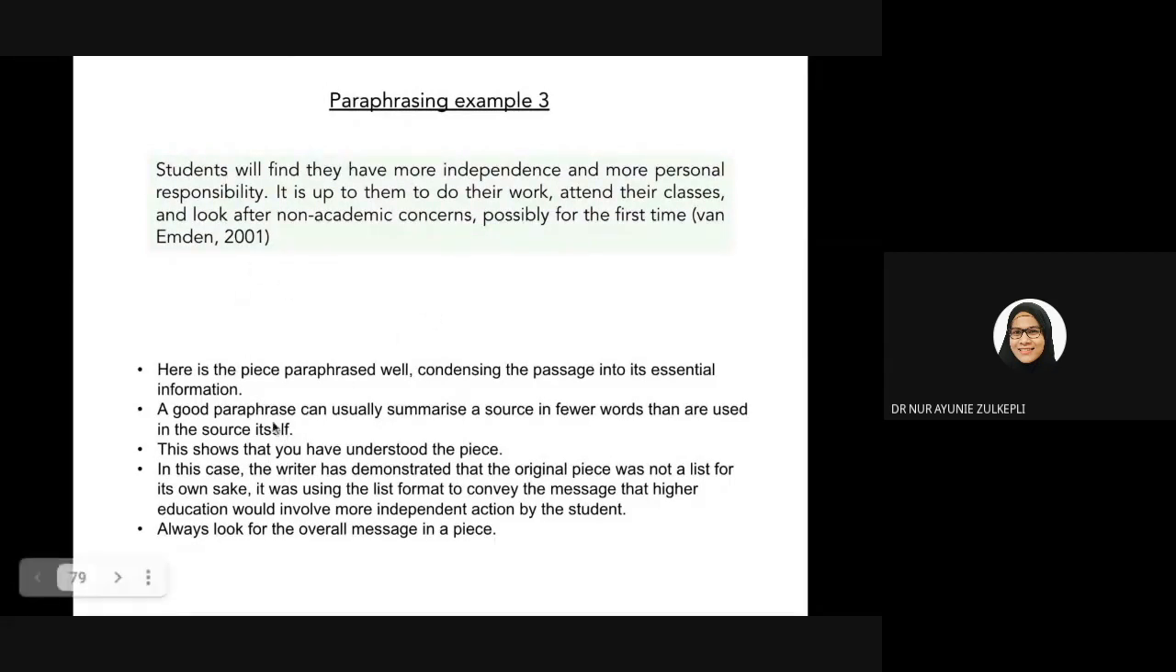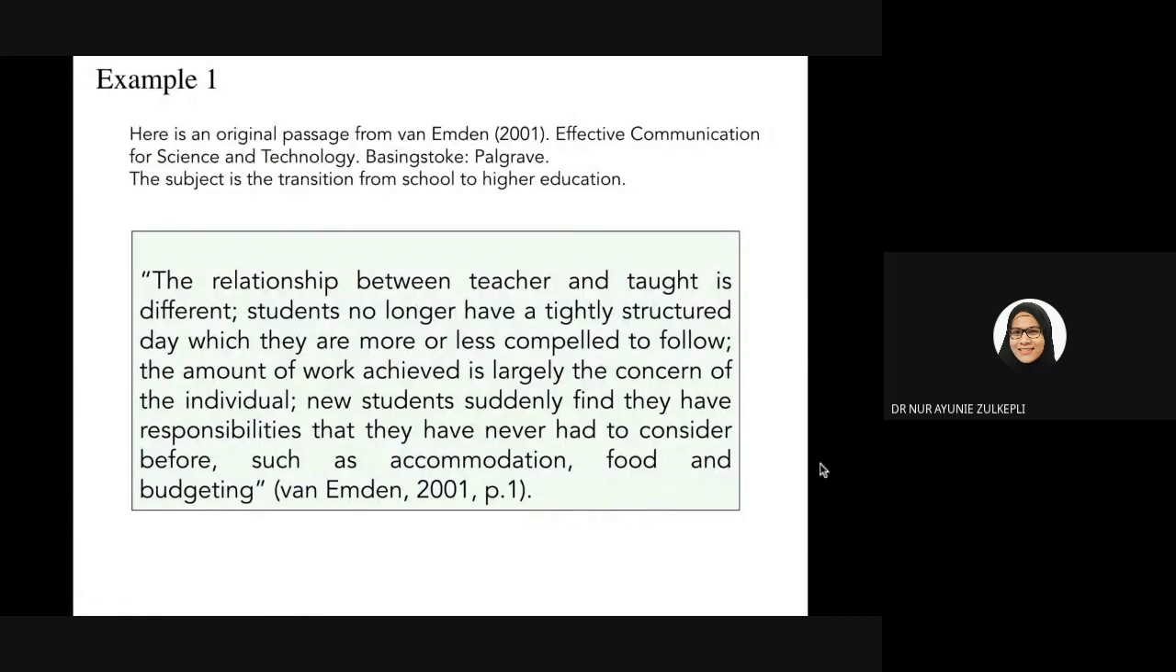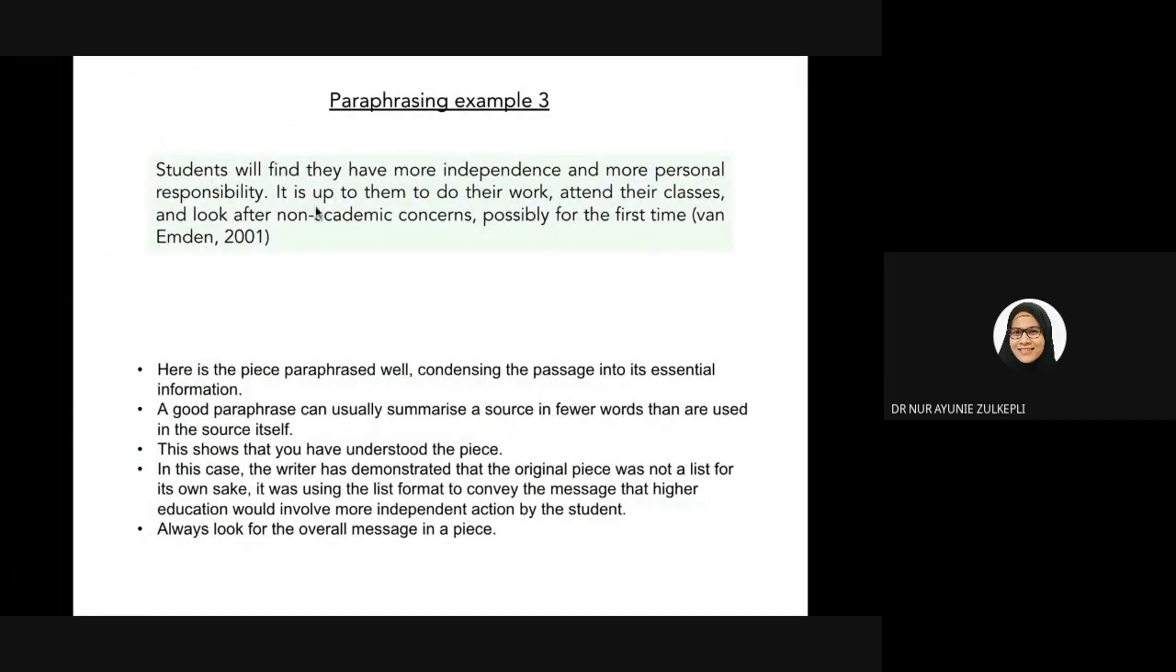So if you look at this case, the writer has demonstrated that the original piece was not a list for its own sake. It was using the list format to convey the message that higher education would involve more independent action by the students. So always look for the overall message in a piece. Sometimes the main point he wants to tell is actually the last part, right? And then he well paraphrased it in a full sentence with a correct reference here. So the most important thing is to understand the main point, what the author wants to say.